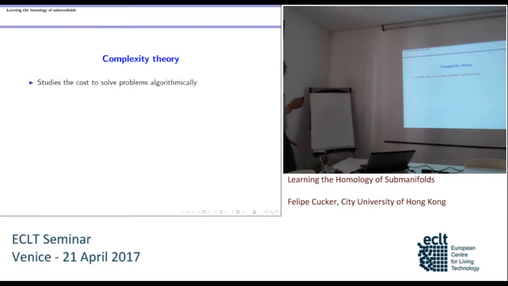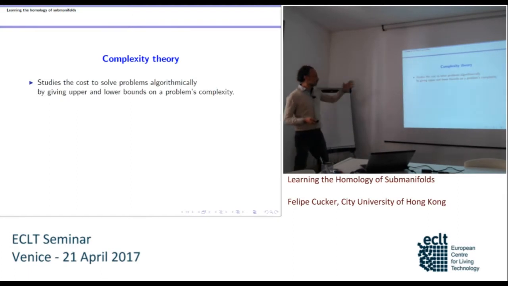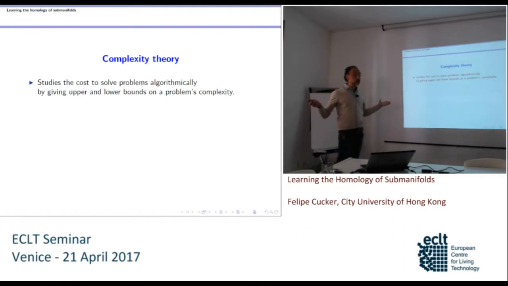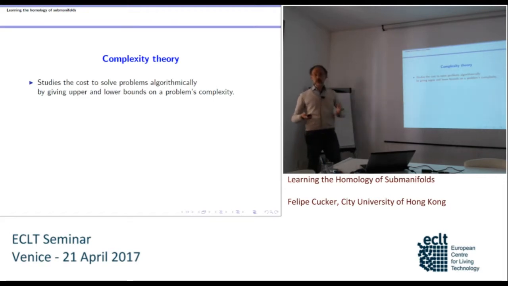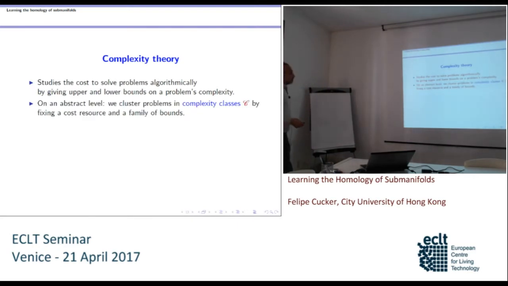Complexity theory, that's what I've done. It studies the cost to solve problems algorithmically. So we try to give upper and lower bounds on a problem's complexity. Say we cannot solve it with less than this amount of operations. This is a lower bound. And we can do it with this amount of operations because this algorithm does it within this cost. This is an upper bound. On an abstract level, we cluster problems in complexity classes by fixing a cost resource and a family of bounds.